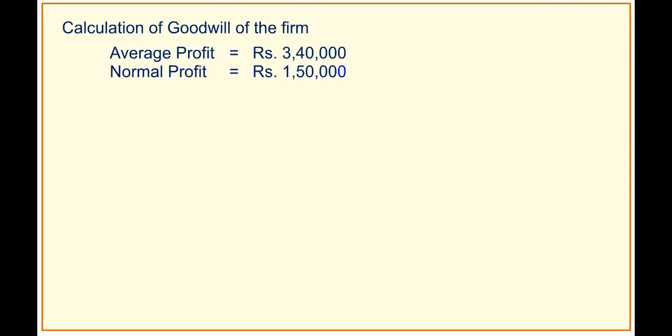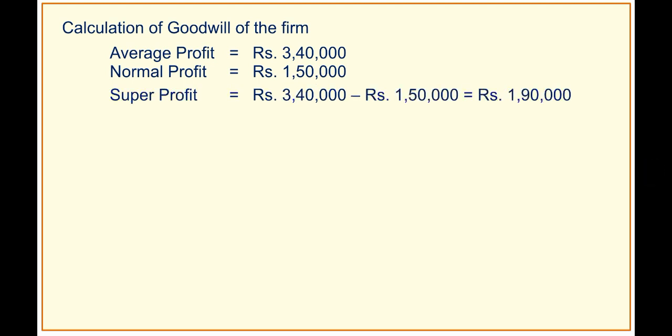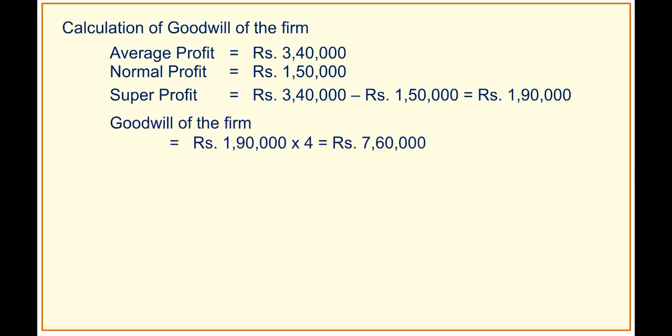So we are given average profit as rupees 3,40,000 and normal profit as rupees 1,50,000. We will deduct both the amounts and will derive super profit, which comes as 1,90,000. Then goodwill is at 4 years purchase. So 1,90,000 into 4 will give us rupees 7,60,000. This is goodwill of the firm.